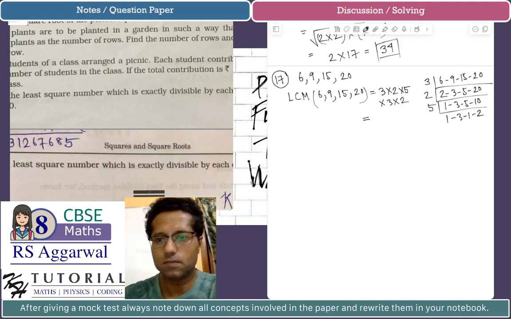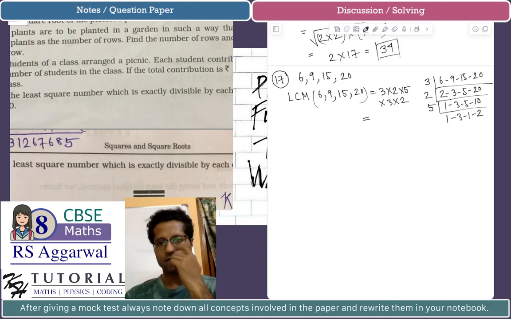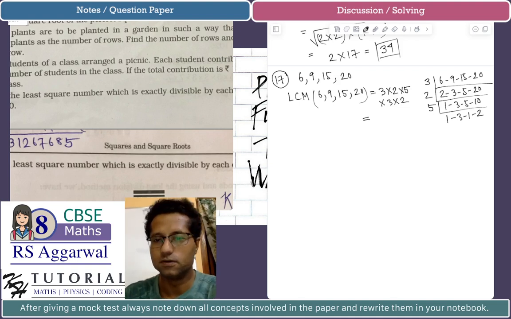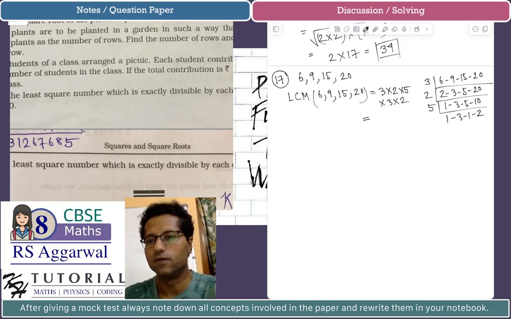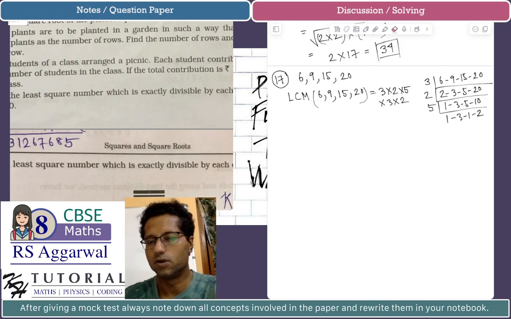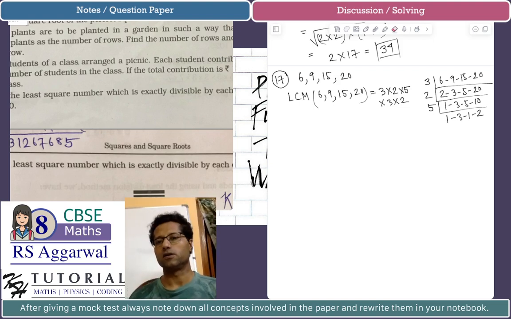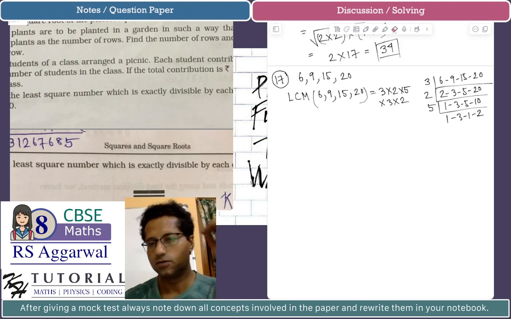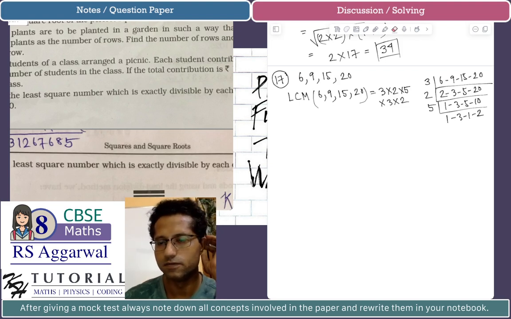I will not find the actual value of this product; it is not necessary. Let it be in the product form, the product of its prime factors. So we have found the LCM, which is the least number divisible by the given numbers 6, 9, 15 and 20, in terms of the product of prime factors.